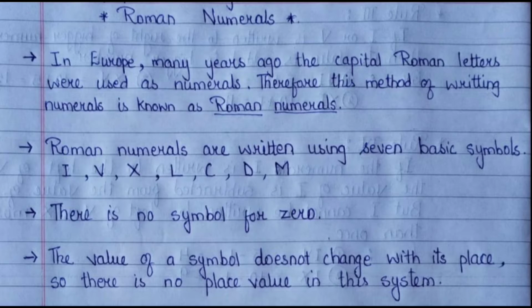Roman numerals are written using 7 basic symbols: I, V, X, L, C, D and M. These are the 7 English alphabets. And in Roman numerals, there is no symbol for 0. The value of symbol does not change with its place. So, there is no place value in this system.